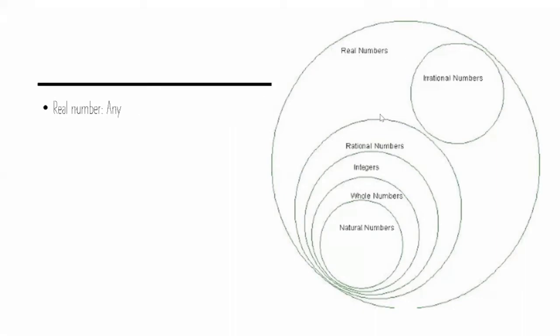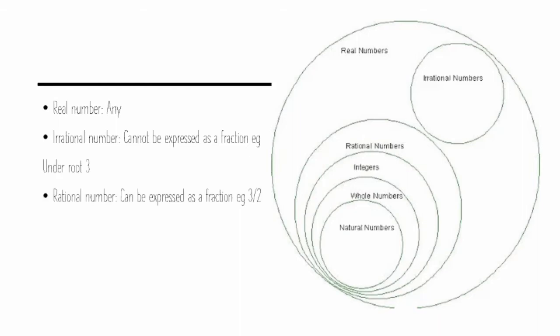Then, an irrational number. Amongst real numbers, you have 2 subcategories, irrational numbers and rational numbers. So what are irrational numbers? They're numbers that cannot be expressed as a fraction. For example, under root 3. And then the other category is rational numbers that can be expressed as a fraction. For example, 3/2 or 2/1, which is simply 2.